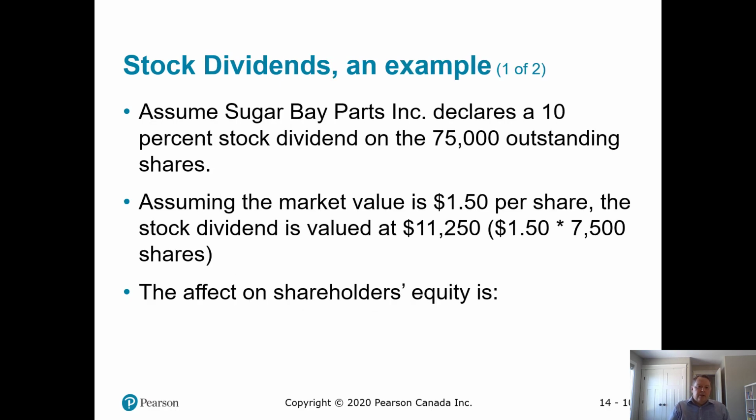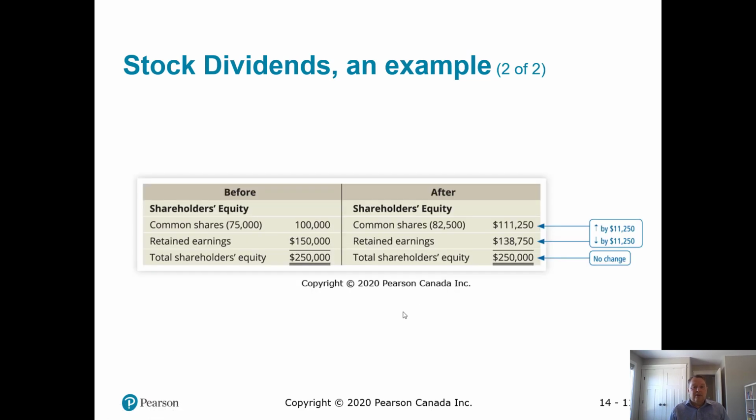Now, here's an example. We've got this company, Sugar Bay Parts, which declares a 10% stock dividend on 75,000 outstanding shares. Market value is $1.50 a share. So the stock dividend is valued at $11,250, and you get that from the $1.50 a share times 7,500 shares, which is 10% of the 75,000 outstanding shares. So the effect on shareholders' equity should net to zero, but let's have a look here.